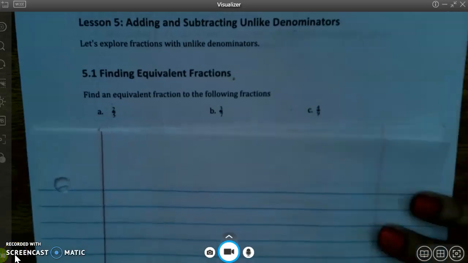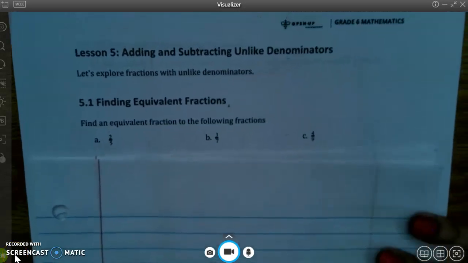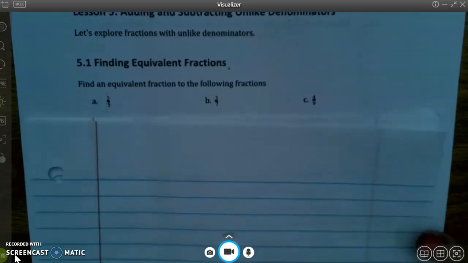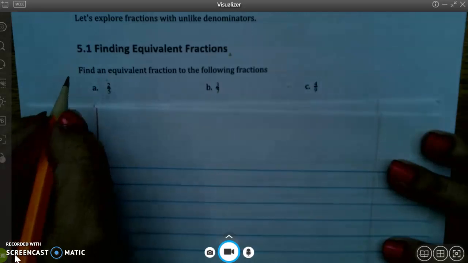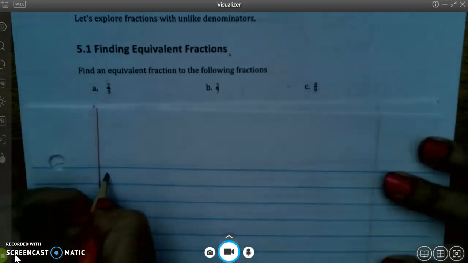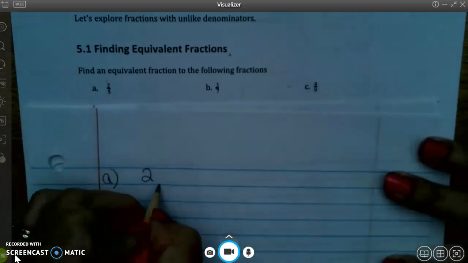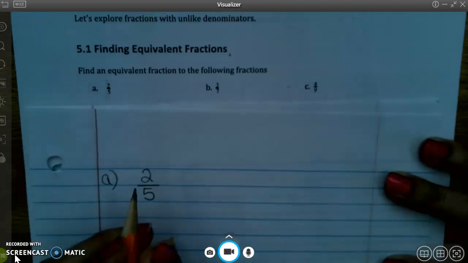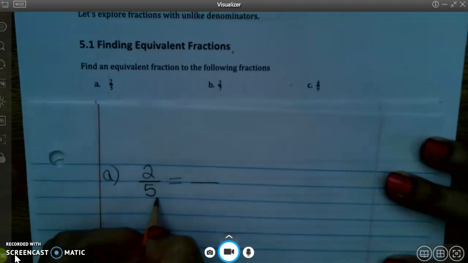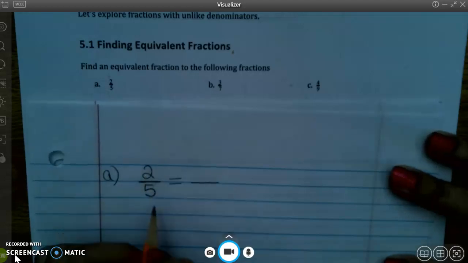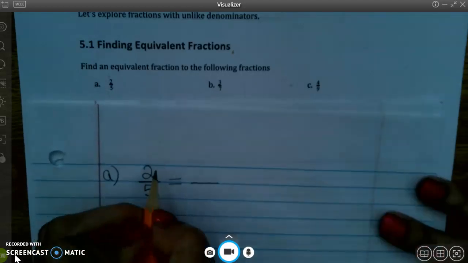Okay, so we are adding and subtracting unlike denominators. So the first part says to find an equivalent fraction to the following fractions. So for A, if I write the fraction 2/5, I'm going to set it equal to another fraction that is equivalent. So I can choose any number.